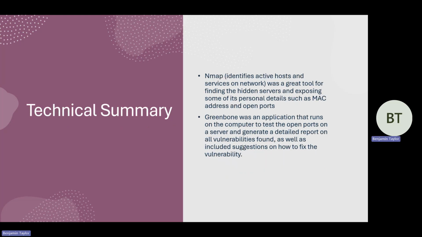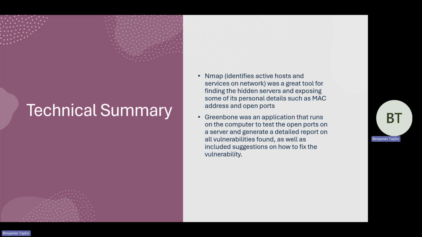So as for a technical summary, to conduct the assessment, we wanted to employ two key tools. These were Nmap and Greenbone. So Nmap is going to be the network discovery tool that is going to allow us to find any active hosts or services operating on the open ports. It offers a detailed view of the network's layout, which is important for identifying any devices that may be hidden or misconfigured.